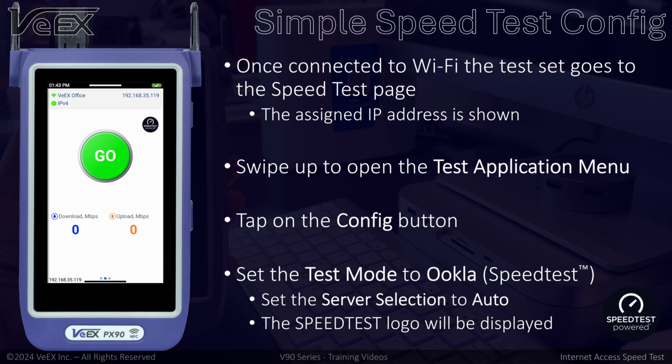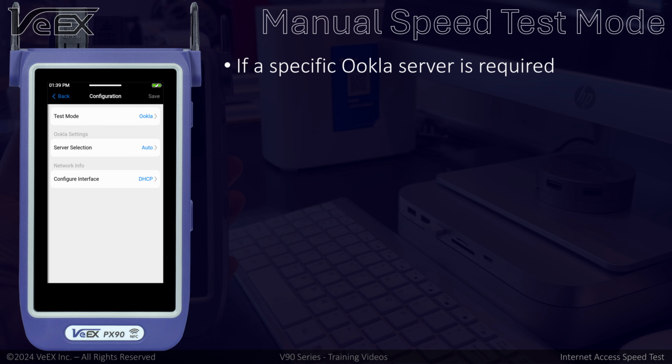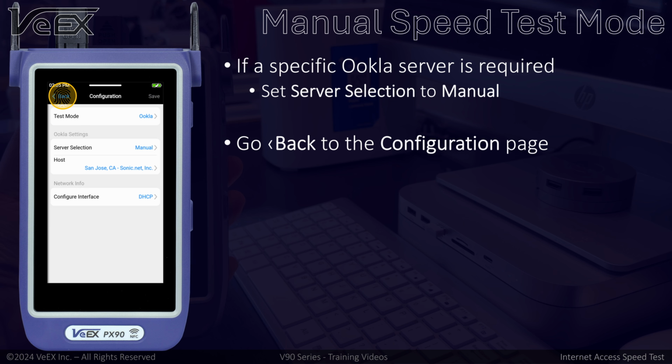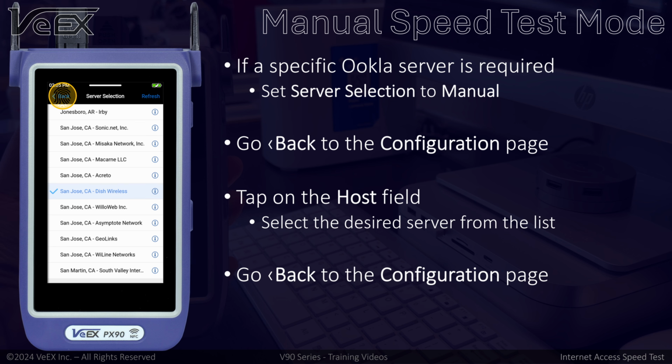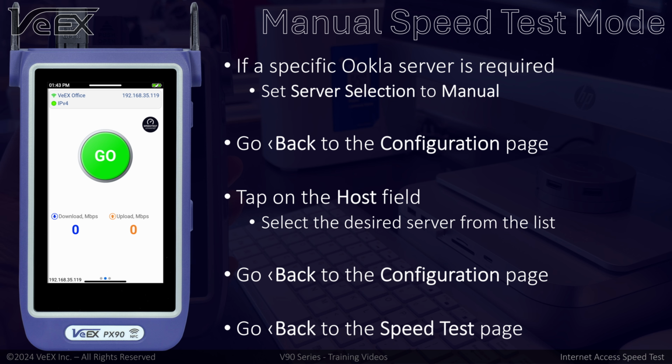If you are required to test against specific servers, tap on the Ookla icon to open the test configuration page. Set the server selection mode to manual. Then go back to the configuration page. Select the host field. The test set will display a list of vetted servers available in your area. Select the appropriate server, and then tap on Back to return to the configuration page. Tap on Back again, to return to the speed test page.